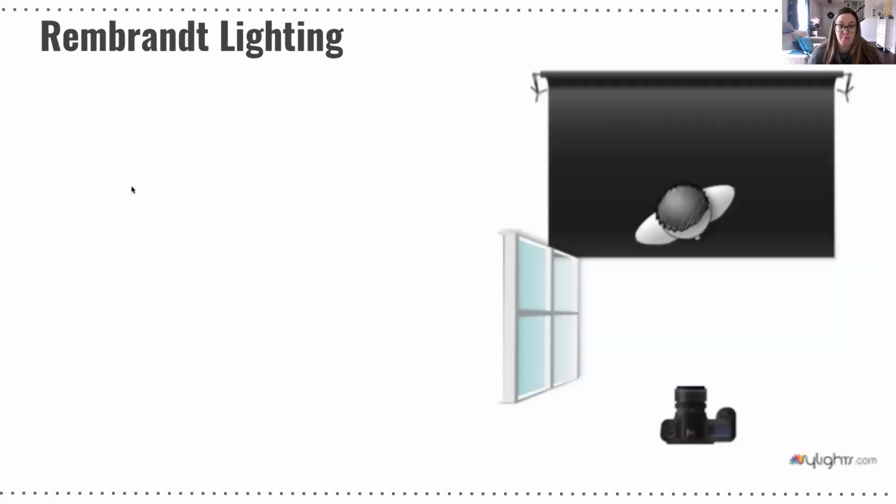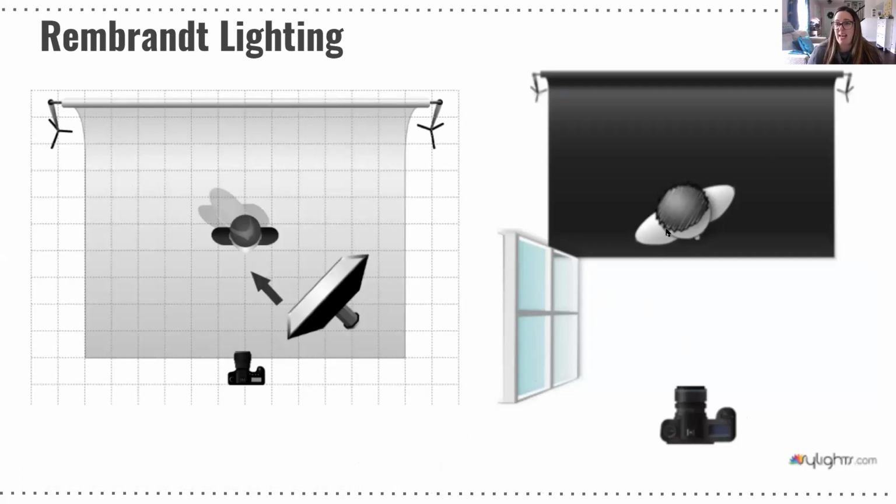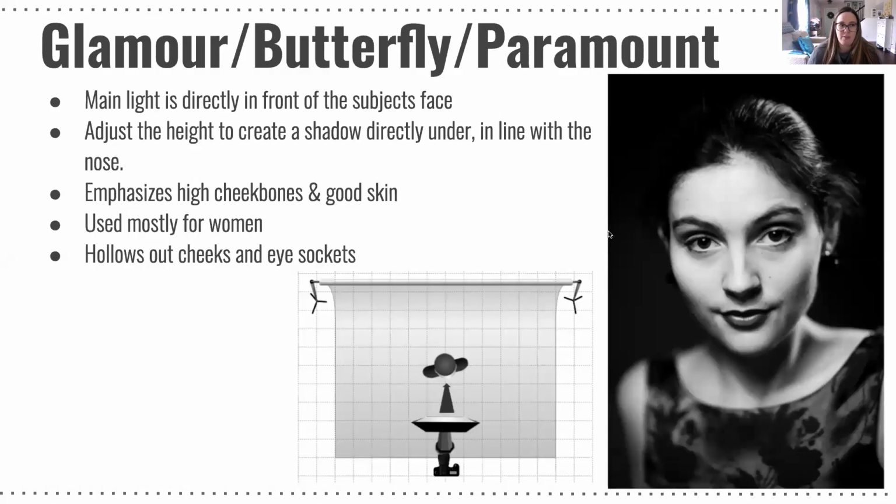So how you're going to do this is, if you do have a window, you're going to have to angle the person to get that triangular shape on the other side right here. And then this is the camera. So instead of angling the light, you're going to angle your subject relative to the window. And again, here are some great examples where you can see the triangular shape underneath the eye on the opposite side of the window or light source.